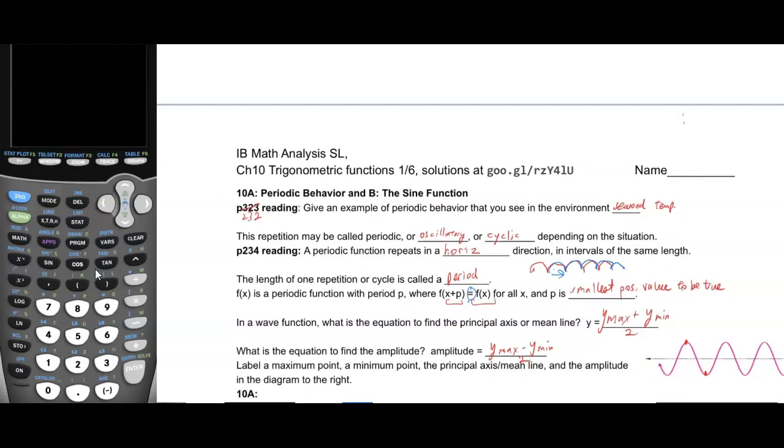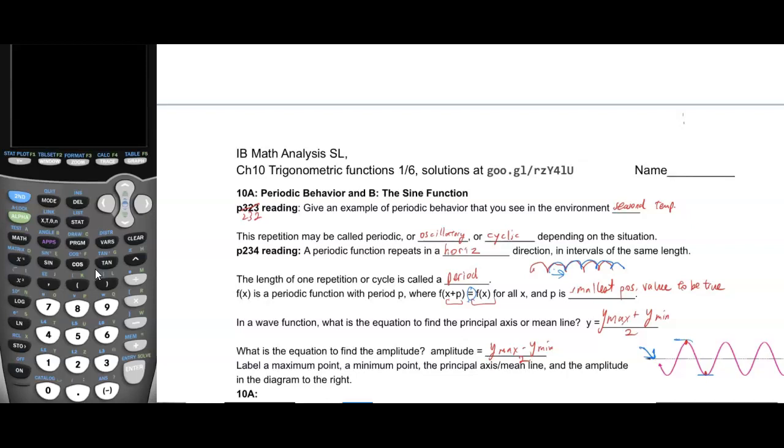In a wave function, what is the equation to find the principal axis or the mean line? If you remember, the principal axis or the mean line is this horizontal line which goes through the middle of the wave. So we find that by taking the highest y value and the lowest y value, we add them together and divide by 2. That's an average, right? If we average the top and the bottom value, the peak and the trough value, it will give us the mean line value. That makes sense, right? We add the two and then divide by 2.